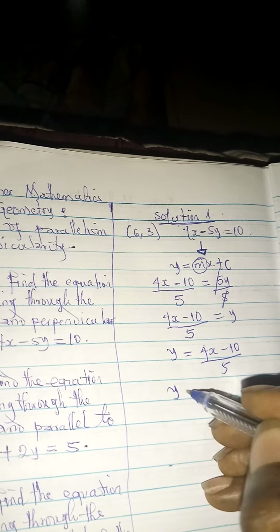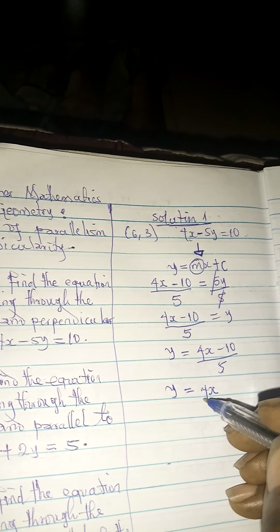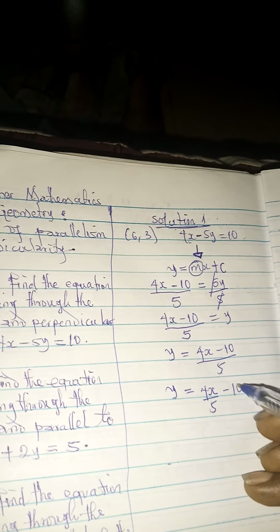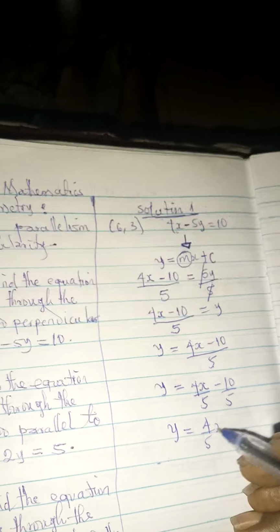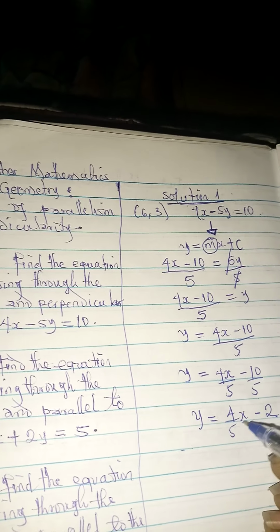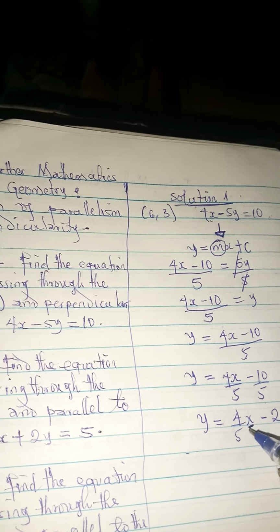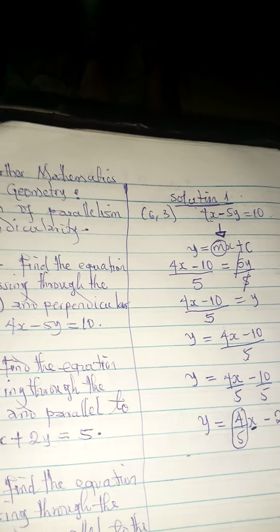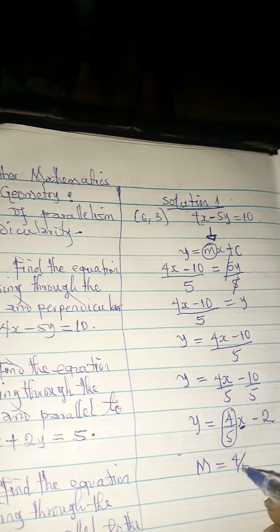And I can write it separately by saying, because 5 belongs to the two values here, 4x over 5 minus 10 over 5. So eventually we have y equals 4 over 5 x minus 2, because 10 divided by 5 is 2. Now the coefficient of x is the gradient. So this is the gradient here, 4 over 5. So our m is 4 over 5.